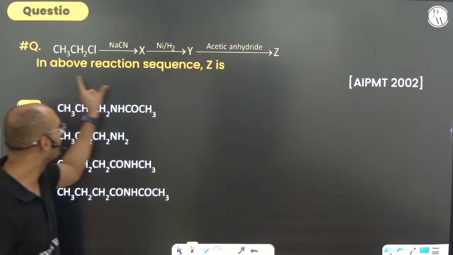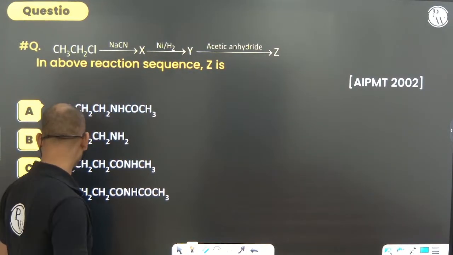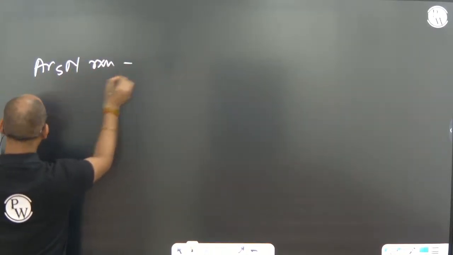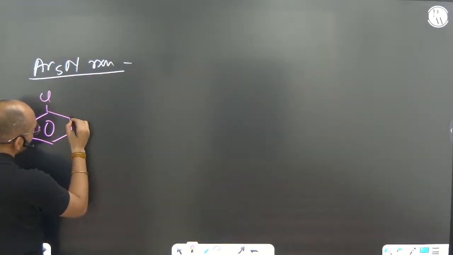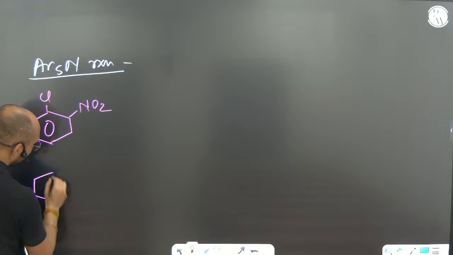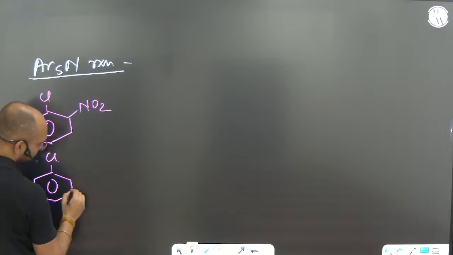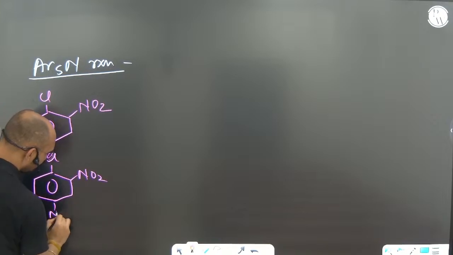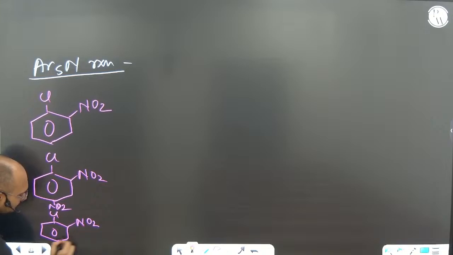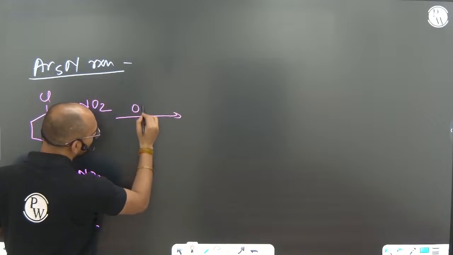Move ahead. In the above reaction sequence, Z is... One more thing to remember for ArSN reactions, keep a few things in mind. Consider that there is Cl and there is NO2 at this place. Let's say it is disubstituted, with nitro at two places, and then there is nitro at three places. Now try to make it react with OH minus.